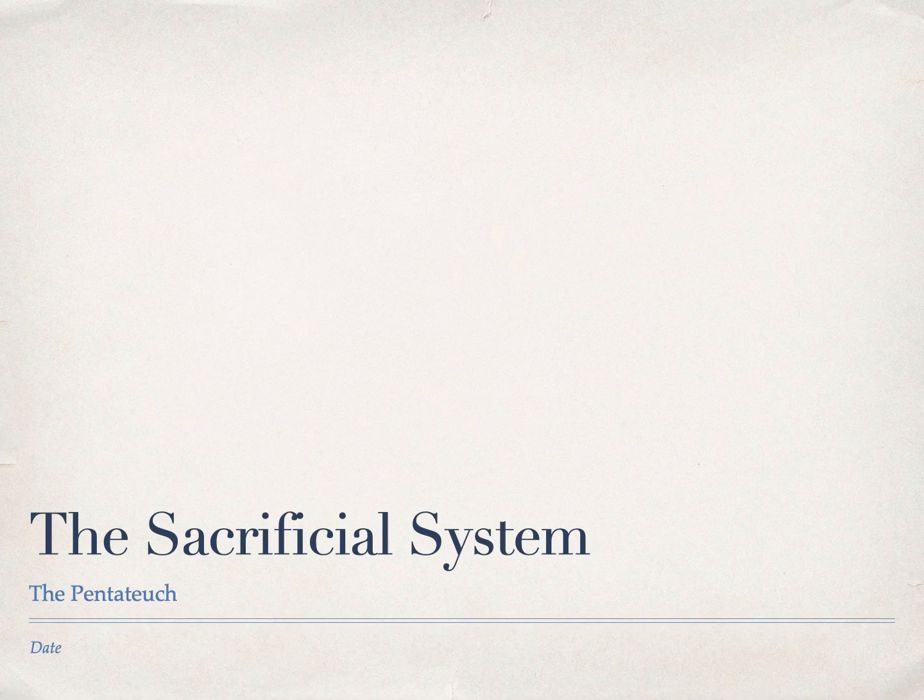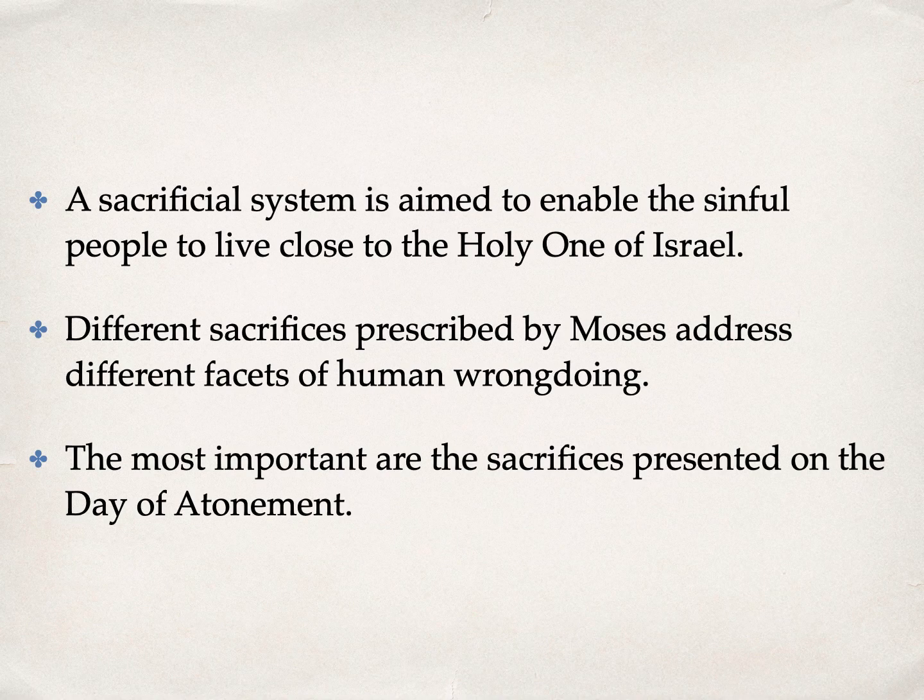The Sacrificial System, another topic in our course on the Pentateuch. The sacrificial system in the book of Leviticus is aimed to enable sinful people to live close to the Holy One of Israel. Different sacrifices prescribed by Moses address different facets of human wrongdoing. The most important are the sacrifices presented on the Day of Atonement.